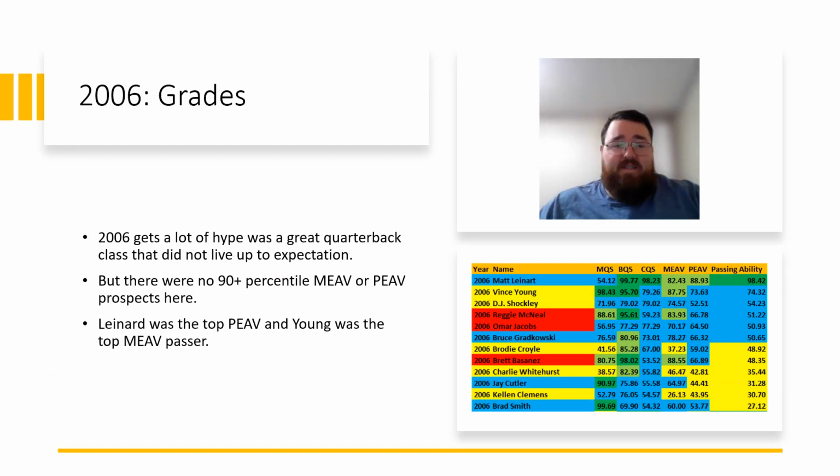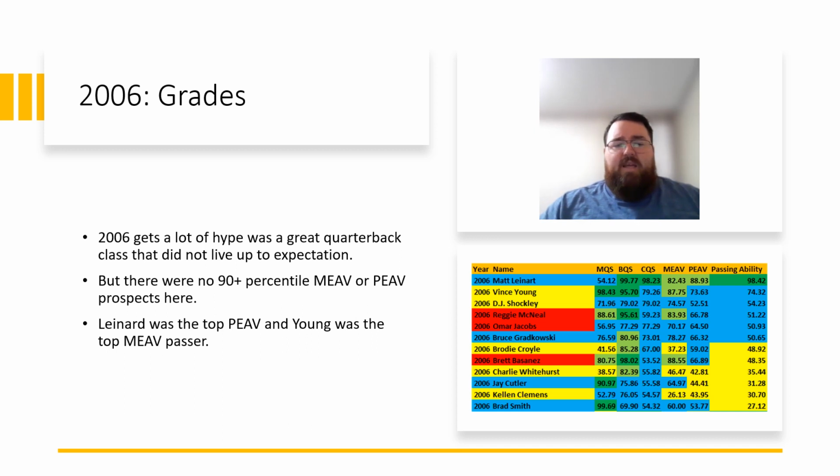Moving on to 2006. 2006 gets a lot of hype as a great quarterback class that did not live up to expectation, but there were no 90 plus percentile MEAV or PAV prospects. This is probably where age becomes less of a factor in evaluating these players, because for the most part, quarterbacks stayed in school for multiple seasons, at least three seasons, before they made it to the NFL. But this is definitely a class where there was no 90 plus percentile MEAV or PAV starter.